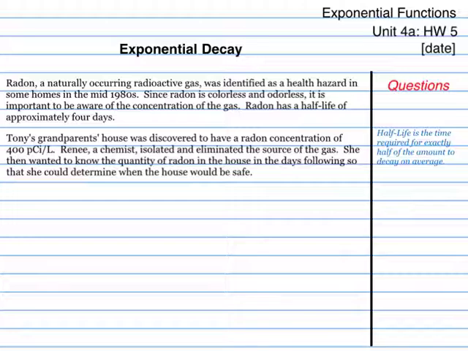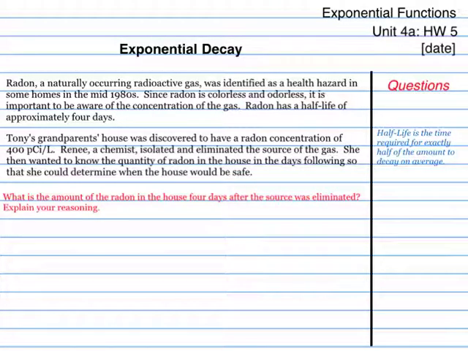So Tony's grandparents' house was discovered to have a radon concentration of 400 picocuries per liter. Renee, a chemist, isolated and eliminated the source of the gas. She then wanted to know the quantity of radon in the house in the days following so that she could determine when the house would be safe again.